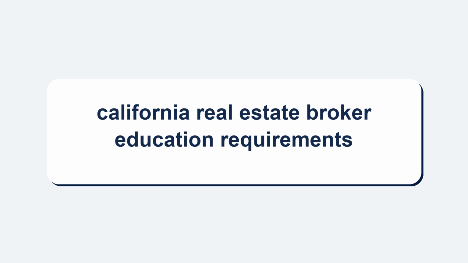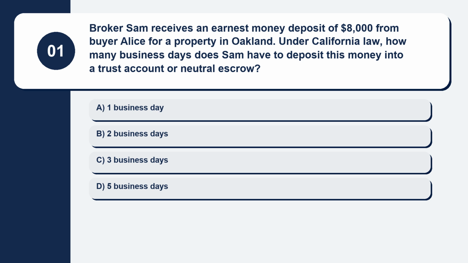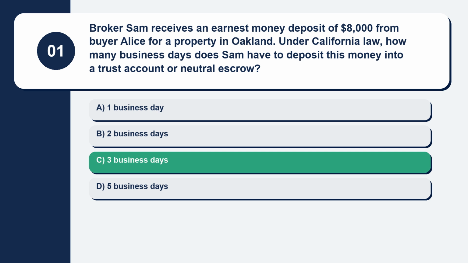Let's begin. Question 1. Broker Sam receives an earnest money deposit of $8,000 from buyer Alice for a property in Oakland. Under California law, how many business days does Sam have to deposit this money into a trust account or neutral escrow? Here are your options. Option A, 1 business day. Option B, 2 business days. Option C, 3 business days. Option D, 5 business days. The correct answer is option C, 3 business days.